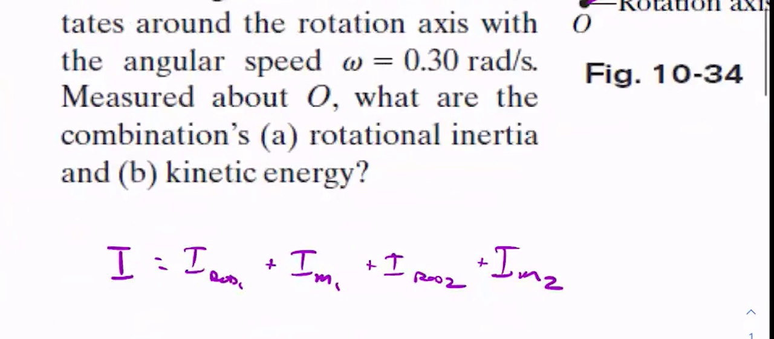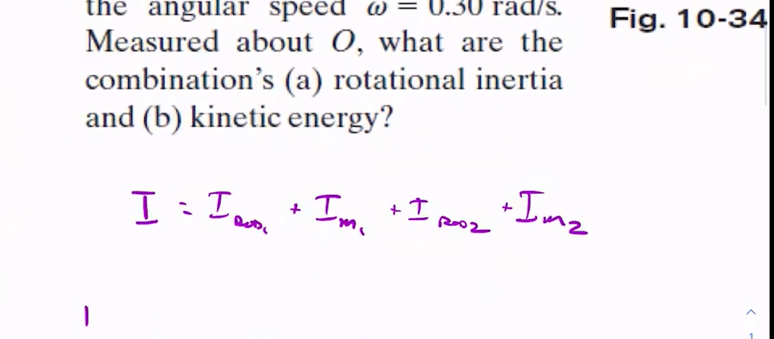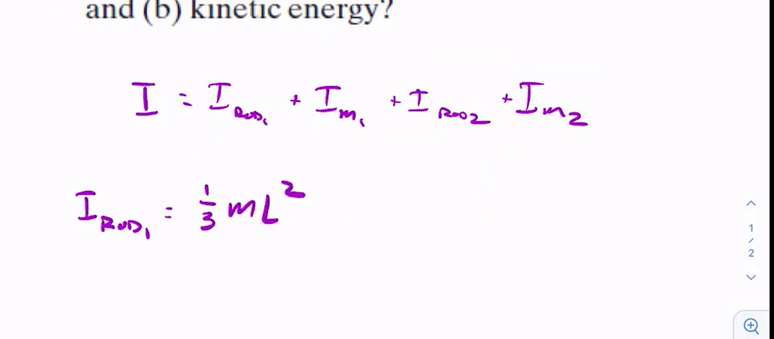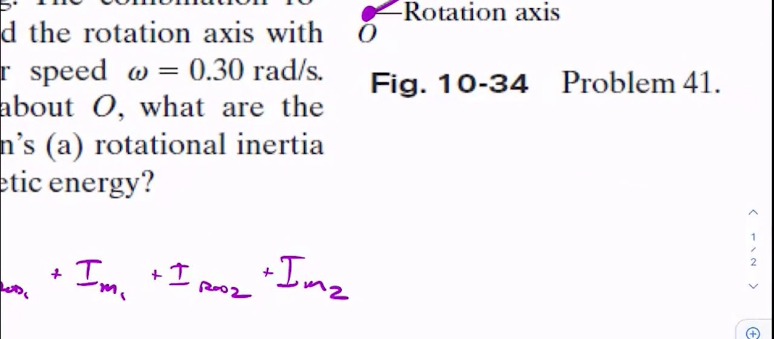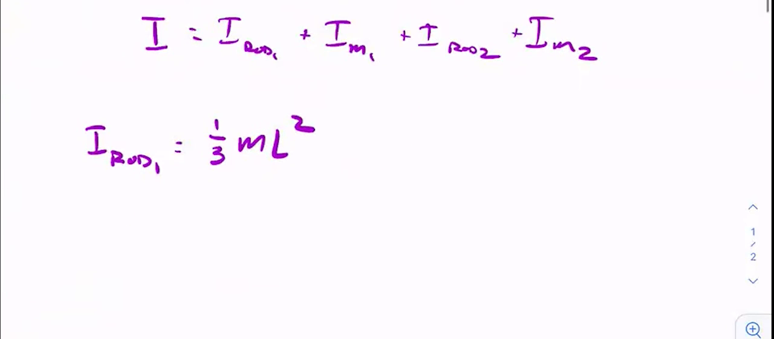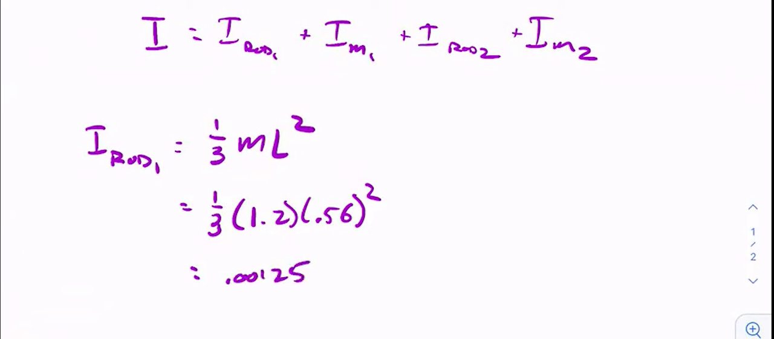The rotational inertia of rod 1 is equal to 1/3 ml squared. We know that because we know the rotational inertia about a rod through its end point. And rod 1's rotational point is right there, so I can just use that formula. And I got 0.00125. That would be in kilogram meter squared.